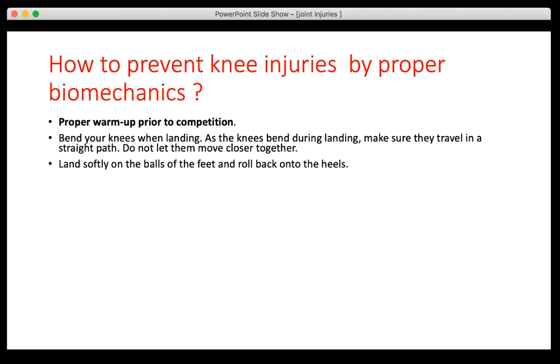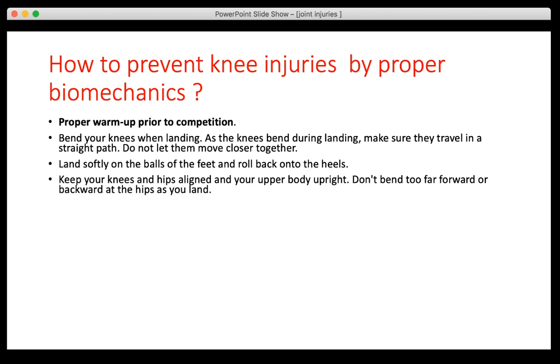Land softly on the balls of your feet. The first point is bend your knees properly. That is a proper technique. Second is land on the ball of your foot. Don't use heels for the ground strike. This is useful in running also, and in jumping too. If you follow these two things, your landing will improve eventually.